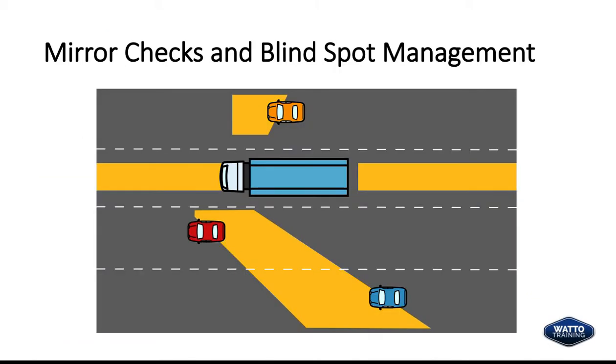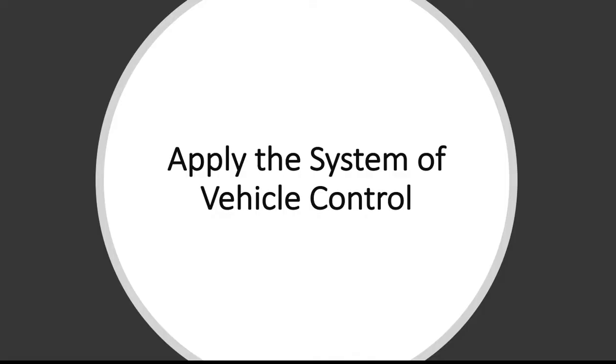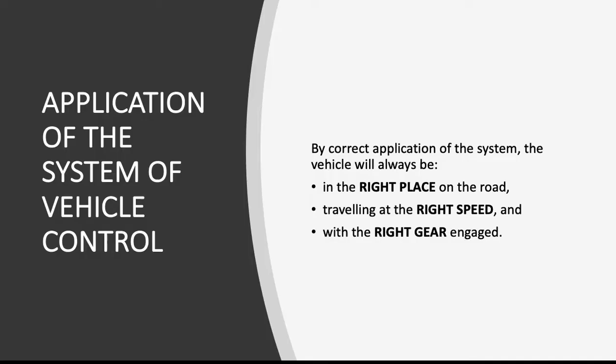It's really important to make sure that when you're driving a heavy vehicle that you consistently check your mirrors, looking for your positioning in your mirrors, and also that you manage your blind spots as well in terms of other vehicles. It's important to apply the system of vehicle control. By application of the system, the vehicle will always be in the right place on the road, traveling at the right speed, and with the right gear engaged.